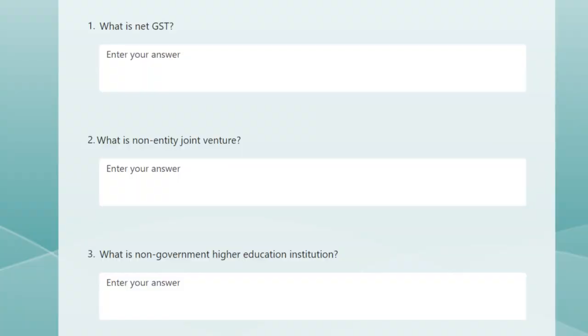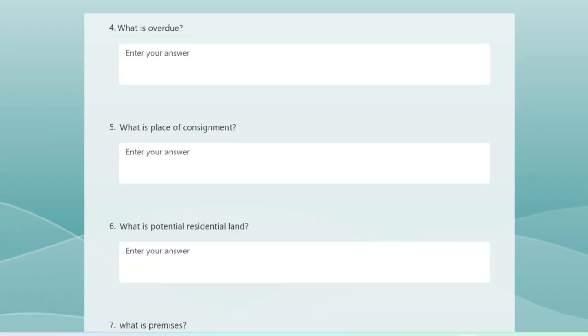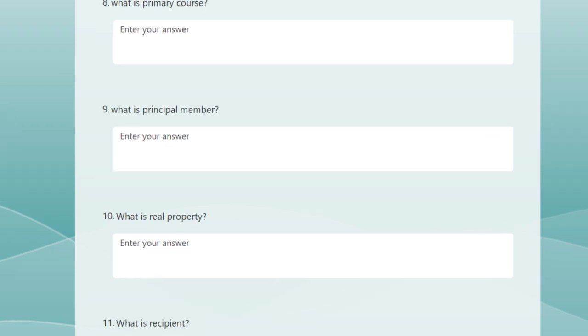Question 1. What is net GST? 2. What is non-entity joint venture? 3. What is non-government higher education institution? 4. What is overdue? 5. What is place of consignment? 6. What is potential residential land? 7. What is premises? 8. What is primary course? 9. What is principal member?